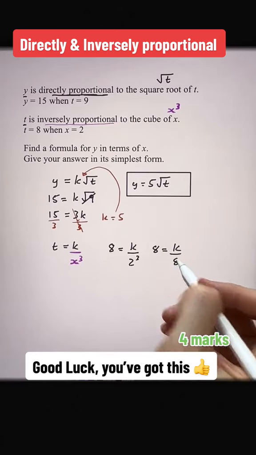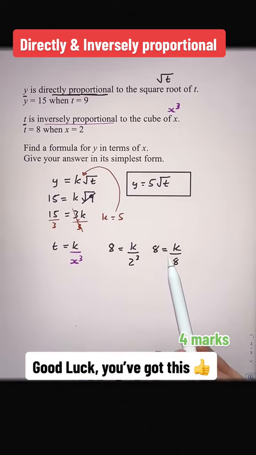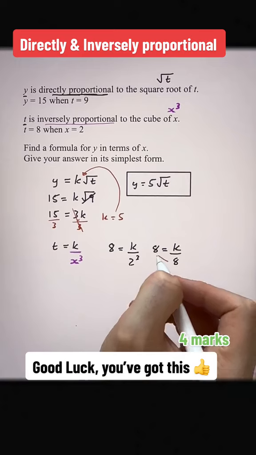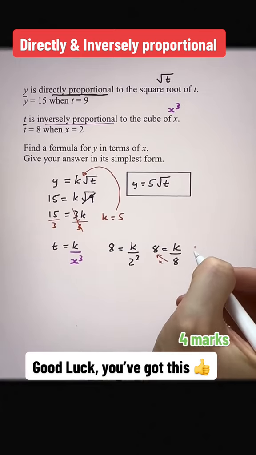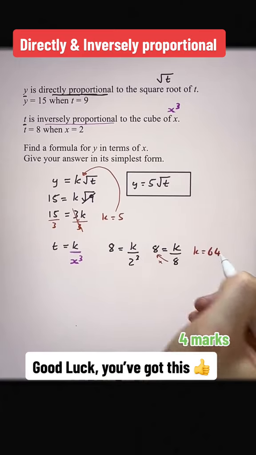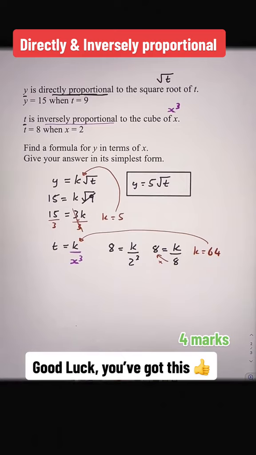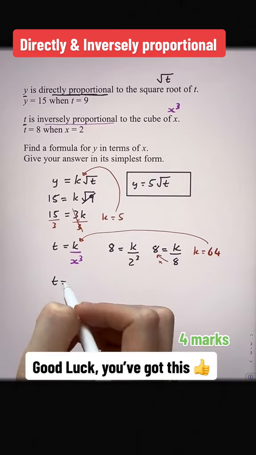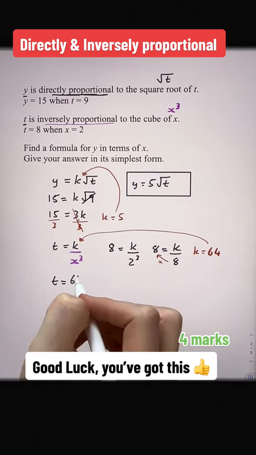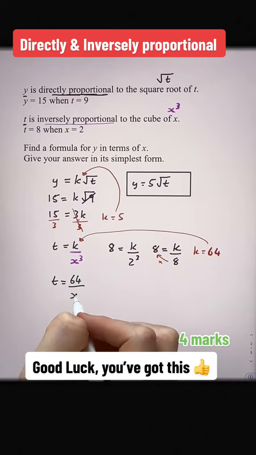It gives us 8. As I want to find the value of k, I know the opposite of divided by 8 is to multiply by 8. And 8 times 8 gives us 64. So k is equal to 64. Substitute my value of k back into my original equation. Therefore, my second equation is t is equal to, having k as 64, so t is equal to 64 over x cubed.